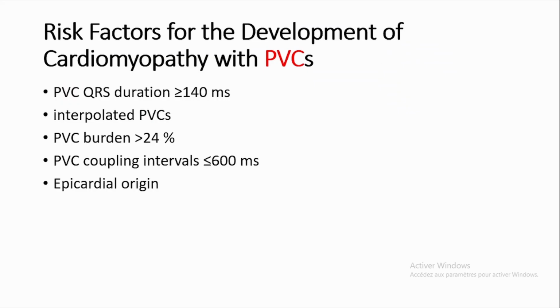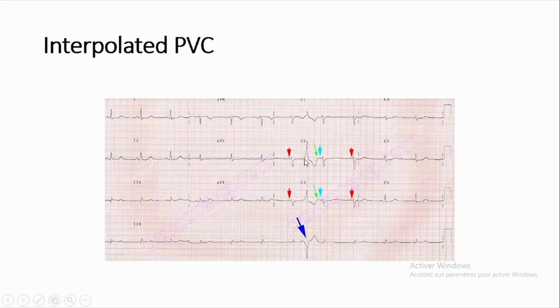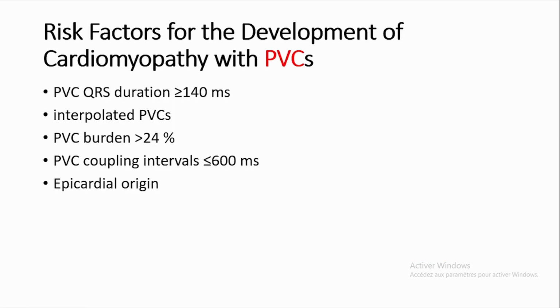Premature ventricular contractions can also induce cardiomyopathy. So what are the risk factors? PVC QRS duration more than 140 milliseconds. Interpolated PVC: the PVC doesn't change the RR interval, there is the same RR interval. PVC burden more than 24%, PVC coupling interval less than 600 milliseconds, and epicardial origin.